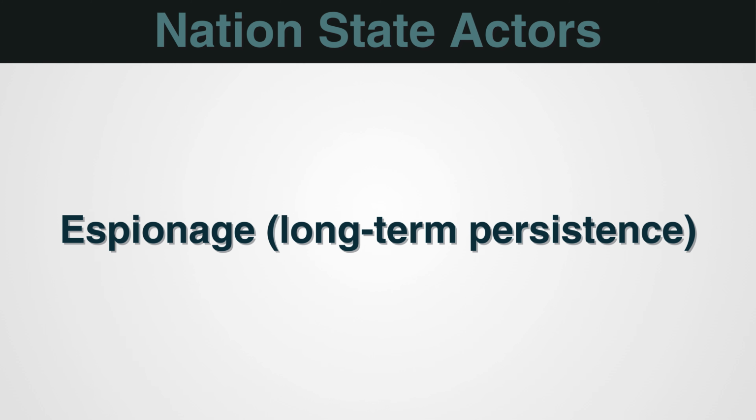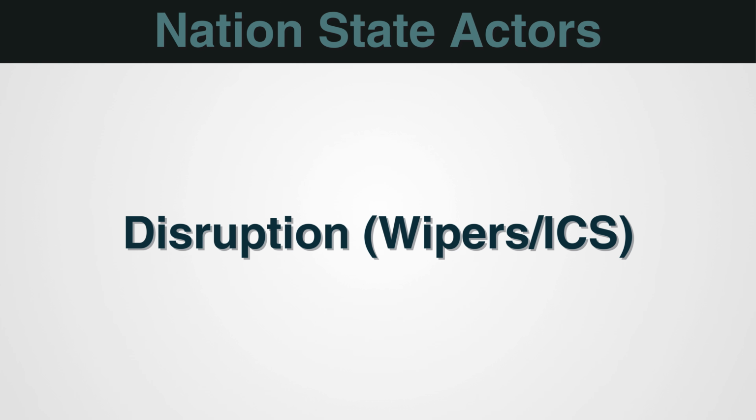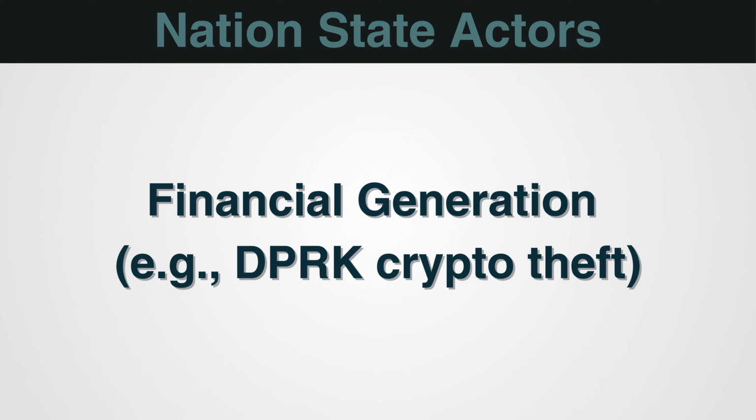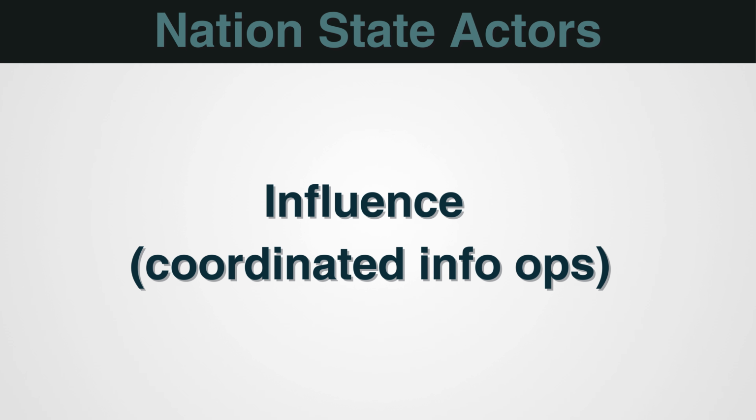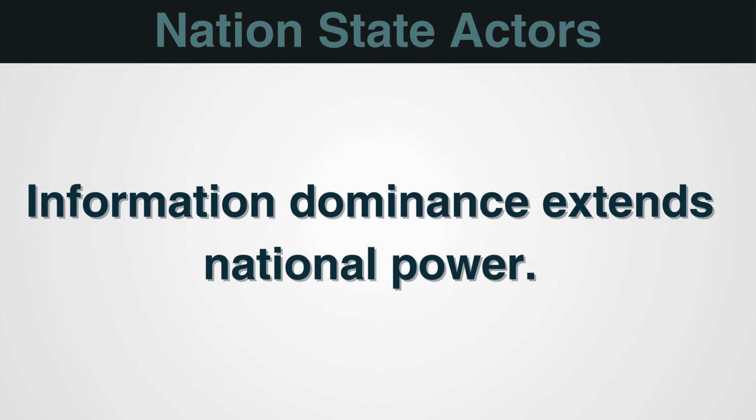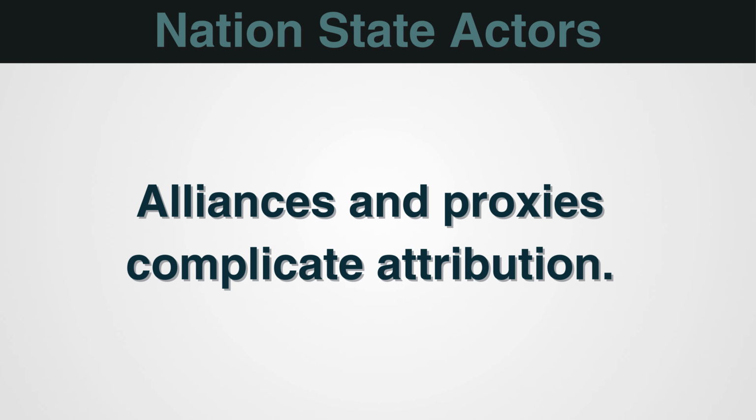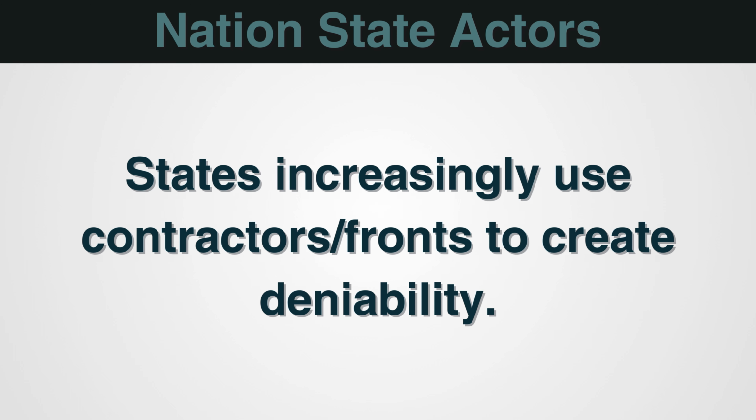Across states, missions cluster into espionage with long-term persistence, disruption with wipers and ICS, financial generation like DPRK crypto theft, and influence with coordinated info ops. The philosophy is consistent with the 20th century precedent. Information dominance extends national power. Alliances and proxies complicate attribution since states increasingly use contractors and fronts to create deniability.